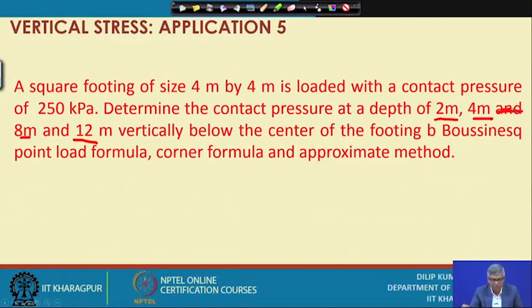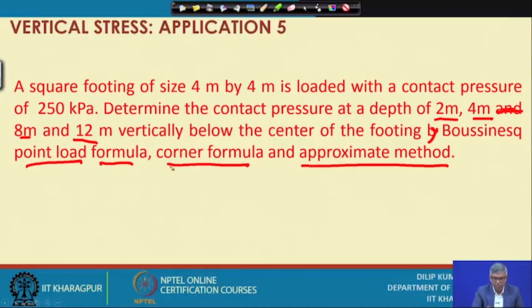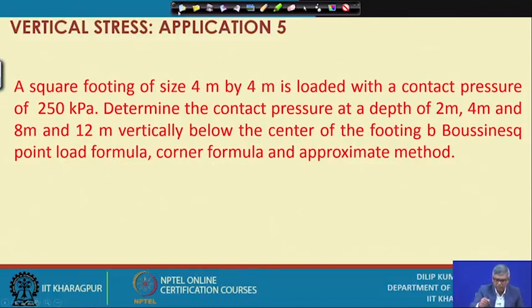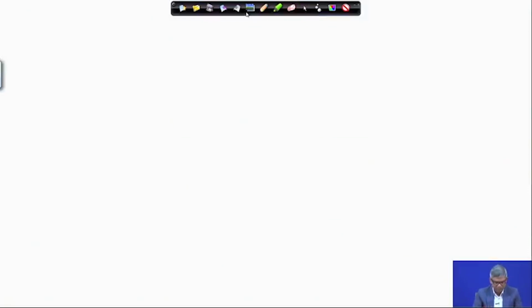vertically below the center of the footing by, of course, Boussinesq's point load formula, corner formula and approximate method. So, that means you have to do point load formula, corner formula and approximate. All three methods I will show one by one, and finally I will summarize the values from different methods, what values we are getting, and based on that we can draw some conclusion. So, let me take this problem.